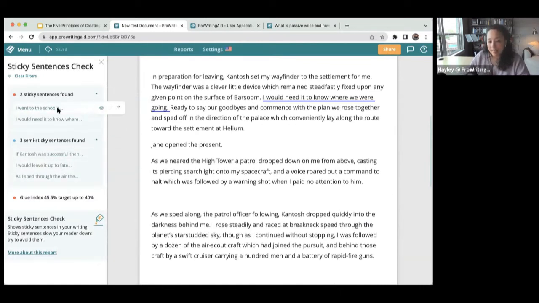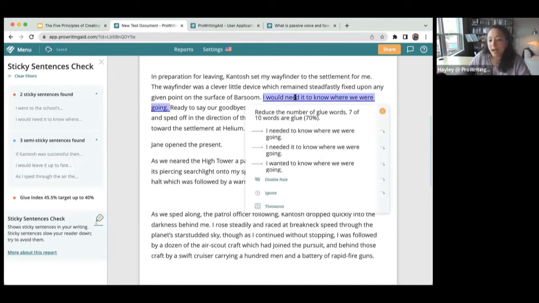Now, ProWritingAid says that a sticky sentence is something that has 60% or above glue words. I would almost definitely take a look at the 60% or above. Semi is between 40 and 60. In this instance, you might decide it's fine, it's close enough, and you don't necessarily need to look at those. But the sticky ones I would definitely look at.